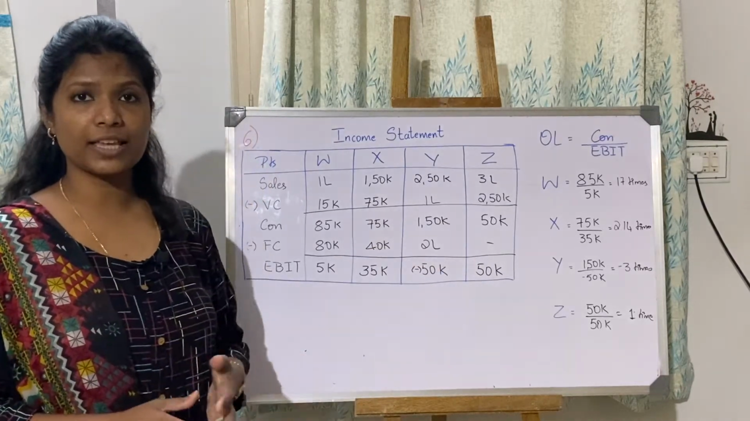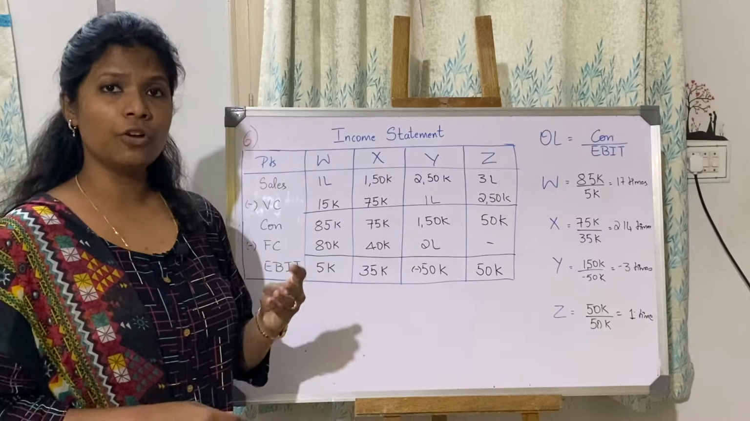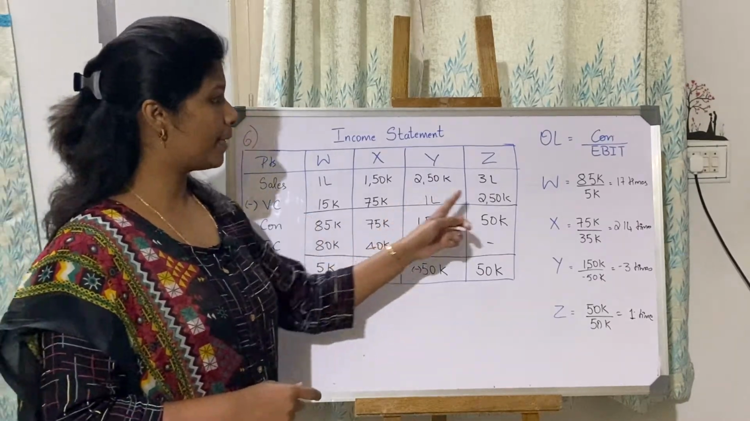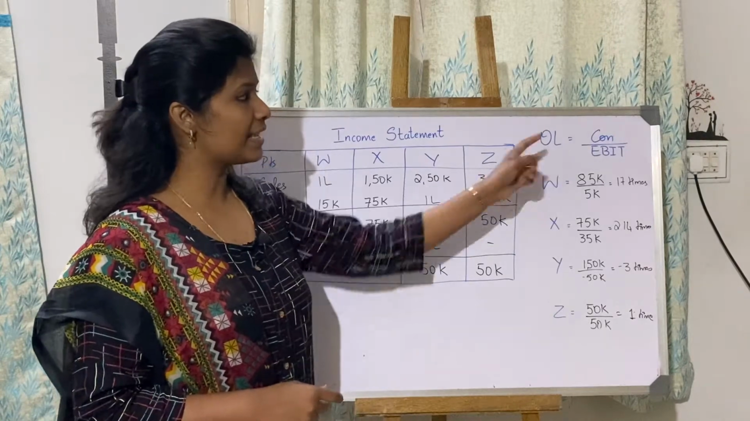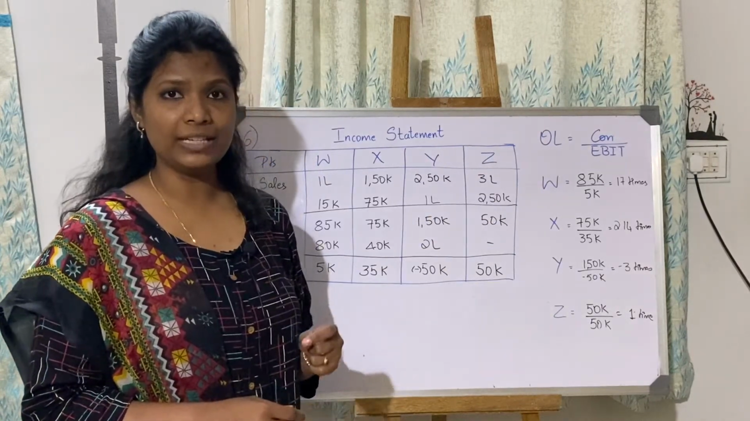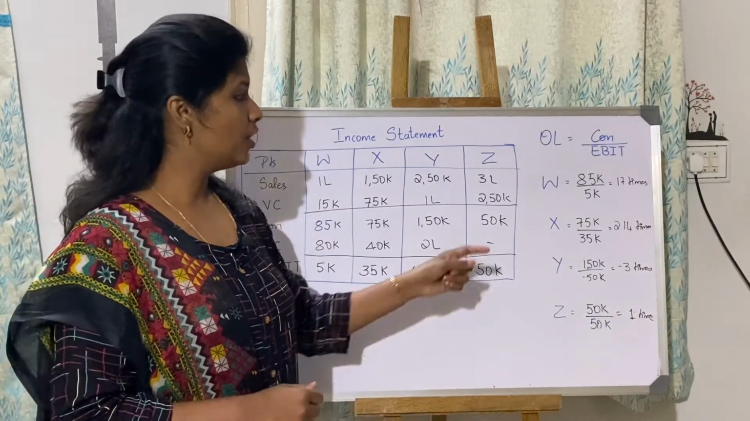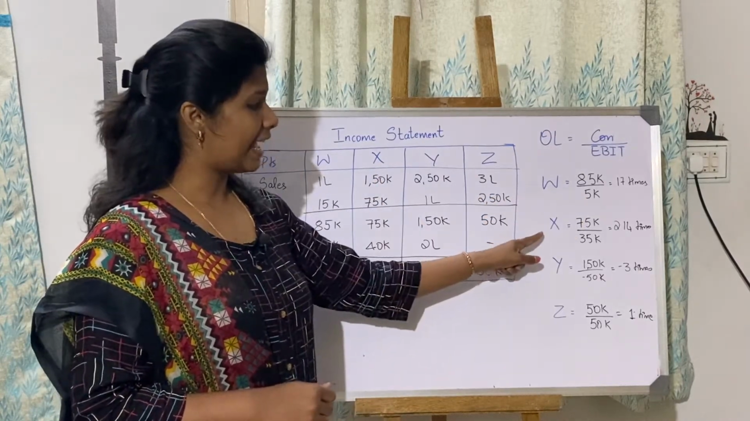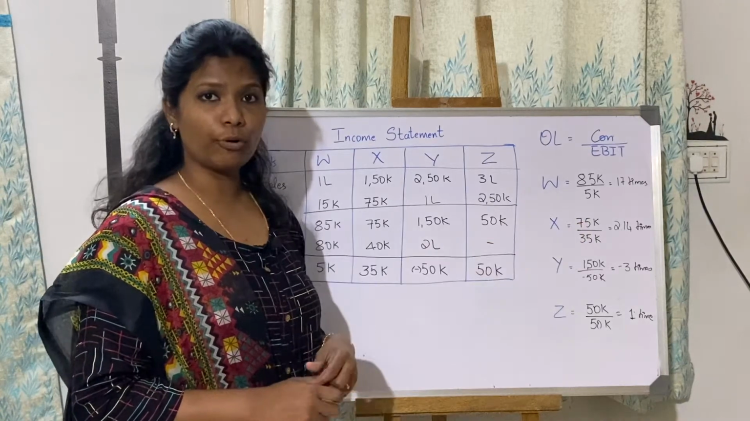The question is asking us to find out operating leverage for all the 4 product lines. So I'm just implementing the formulas here. The formula stands: OL equals contribution divided by EBIT. So W will be 17 times, the first product. Second, X product is 2.14 times.